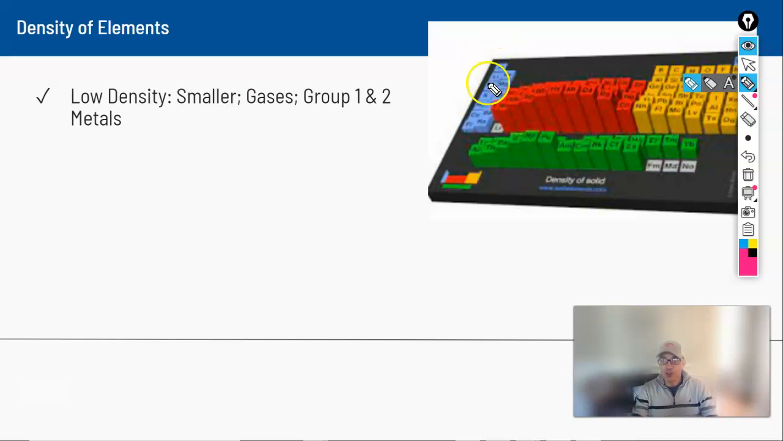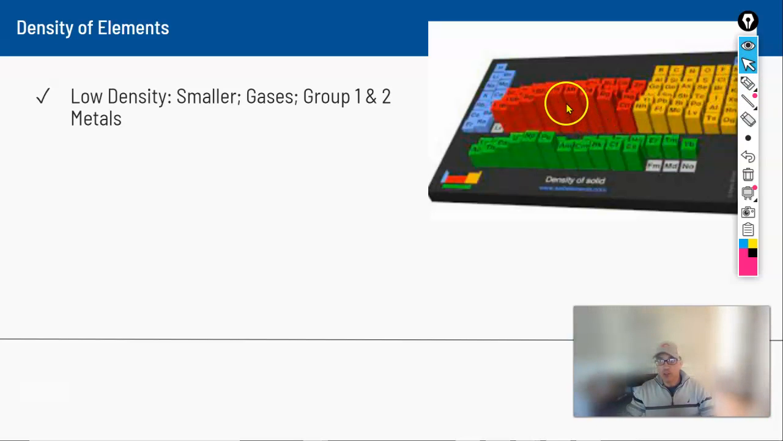These are going to be smaller elements, and interestingly enough, the first two groups, which are metals, and normally we think of metals as being dense, they actually tend to have low densities. As we move across the periodic table, once we get past the transition metals and moving back over to the right-hand side where the non-metals are, we can see that the densities tend to go back down, and these tend to be smaller as well.